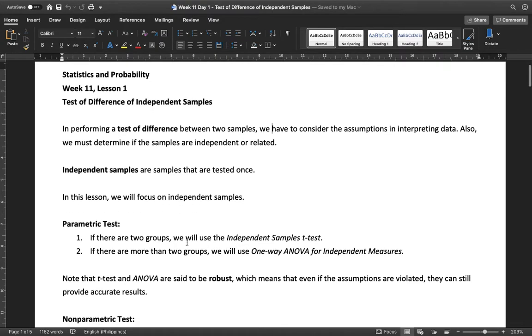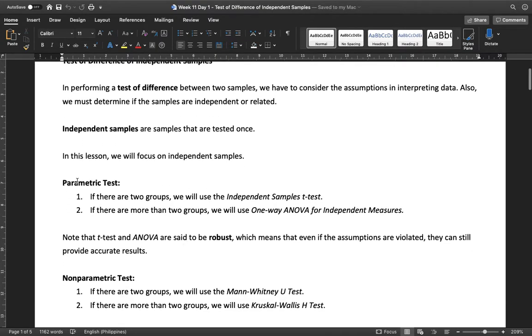Now, we've learned last time na merong parametric and non-parametric test, and it is actually mas preferred gamitin si parametric test because these parametric tests have more statistical power than their non-parametric counterpart. However, si parametric test mahigpit na dapat nasusunod yung statistical assumption kasi kapag hindi nasunod yung statistical assumption, we will use the non-parametric test.